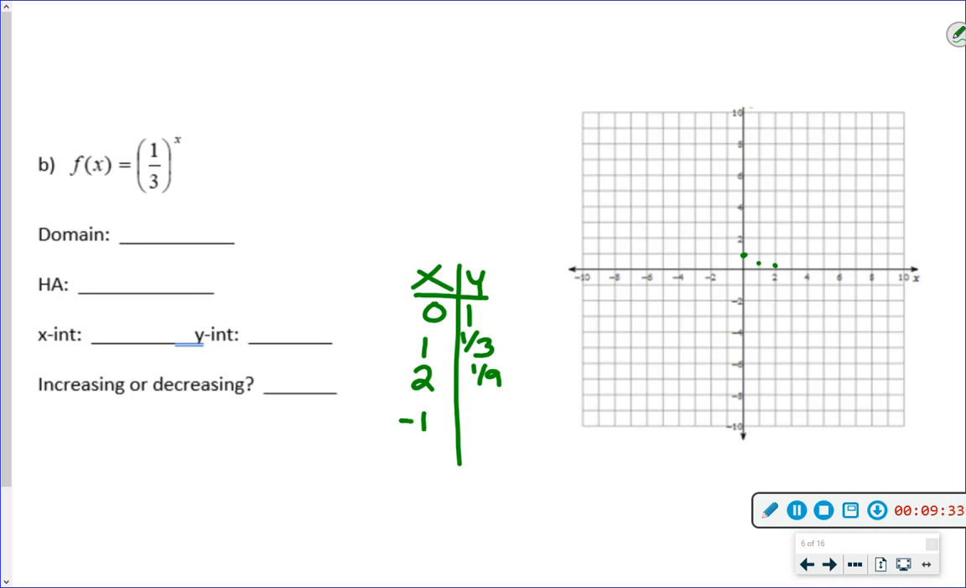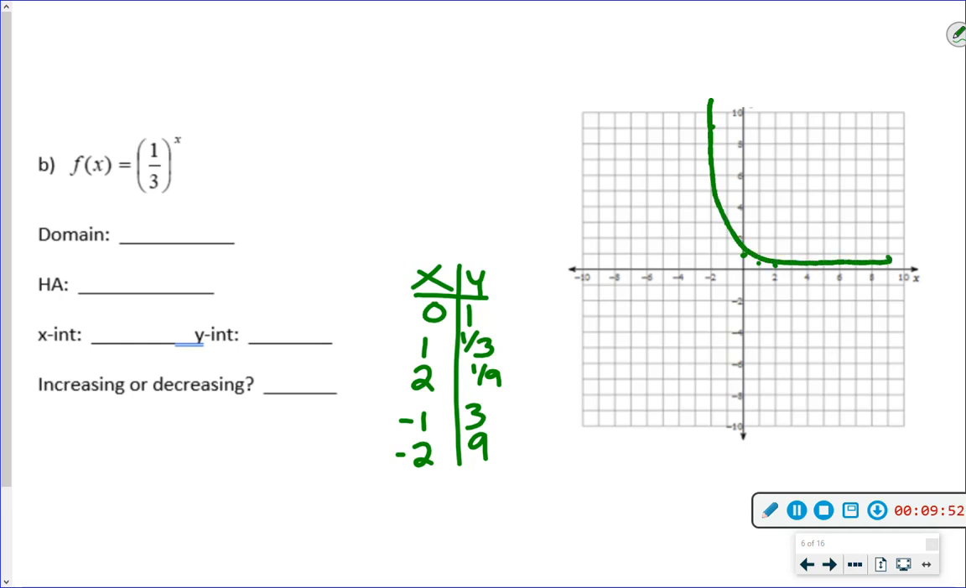Now, don't overthink it. Of course, it's a pattern. If 1 is 1/3, what does -1 give you? 3. 3/1. What will -2 give you? 9. 9/1. Good. Okay. So I'm going to draw my curve.